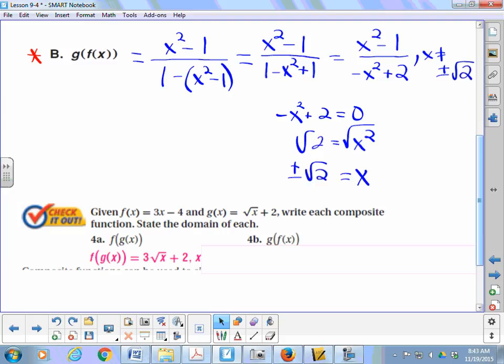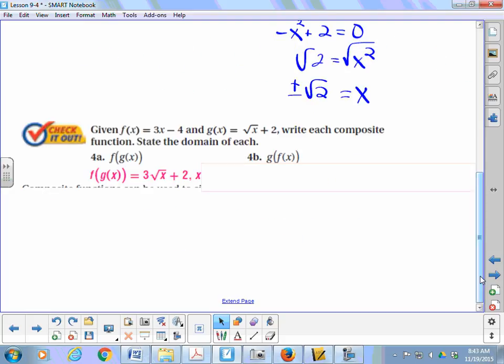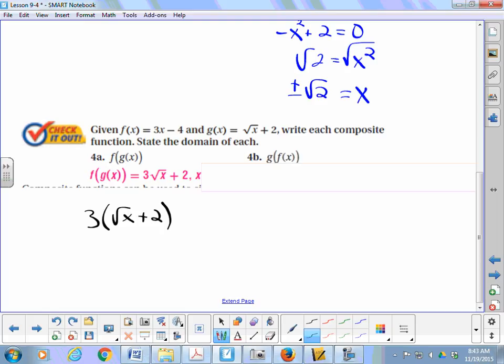Did we get that? I'm seeing a lot of erasing going on. No, Jasmine? All right, so let's look at it. So we're going to take square root of x plus 2 and put it in for x. So we have 3 times the square root of x plus 2, and then we have the minus 4. Sometimes people forget that minus 4 there, and that causes a mistake.